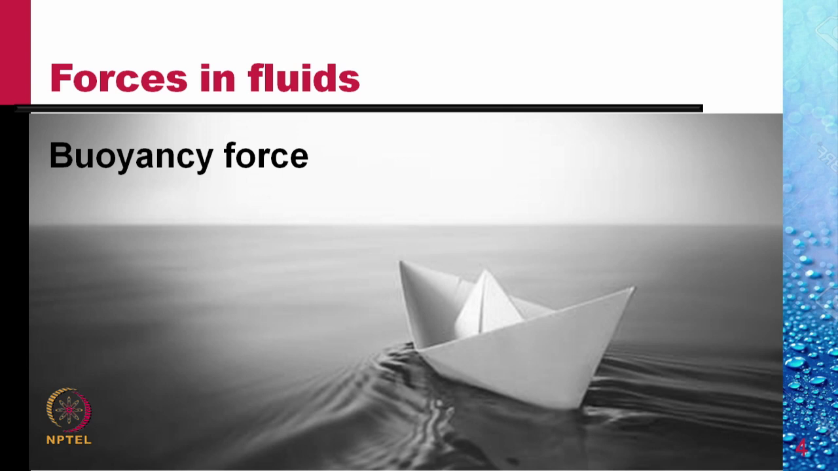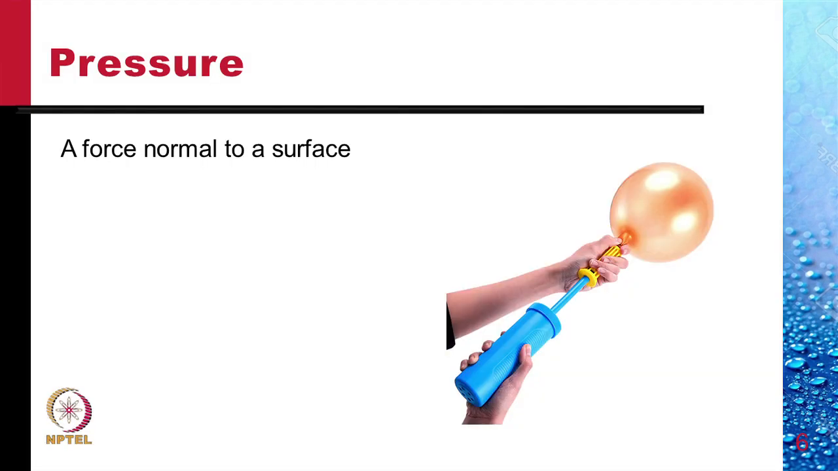All of you know that a fluid exerts buoyancy forces on objects which are submerged or partially submerged in it. A paper boat floats on water because its weight is being balanced by the vertical force of buoyancy that it experiences. You had learned in your high school that this buoyancy force was first studied by the Greek scientist Archimedes. Then there is a force normal to a surface which is termed pressure.